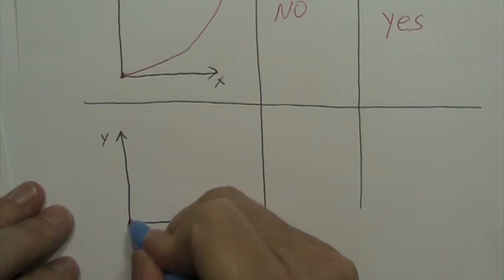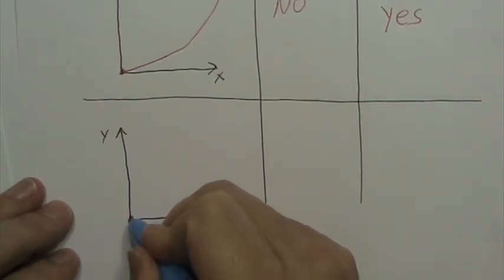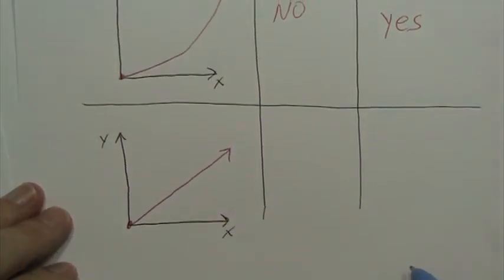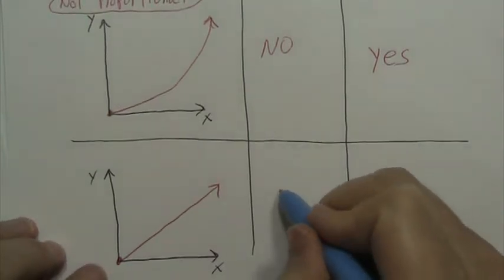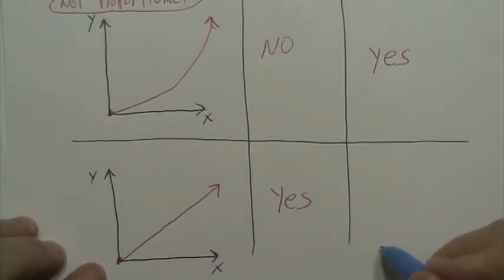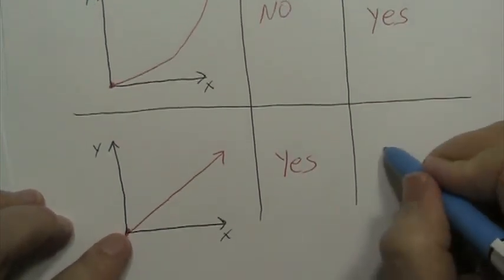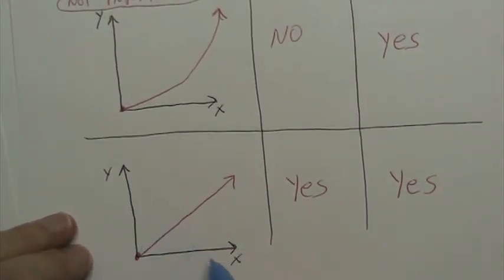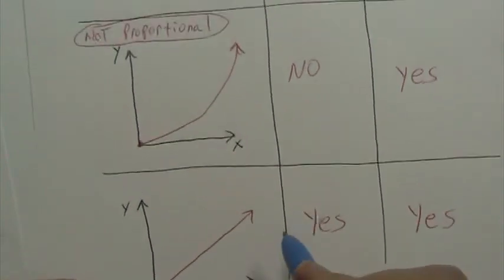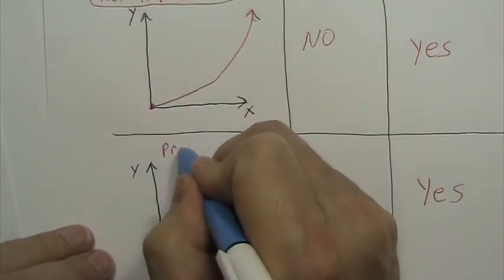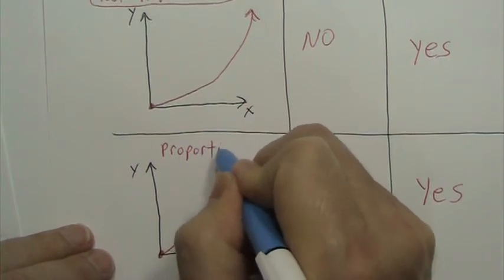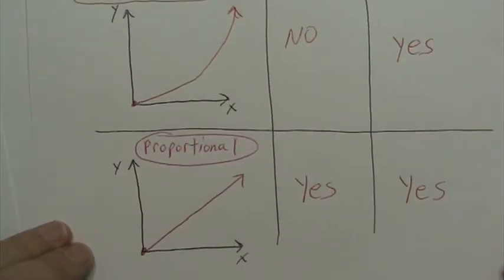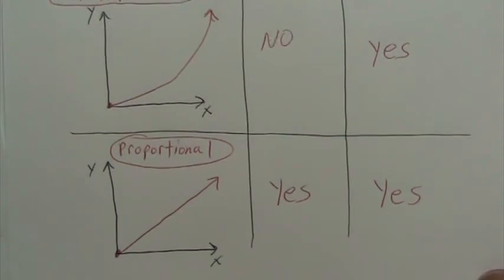Okay, this time, right here, the origin. All right, so is it a straight line? Yes. Does it go through the origin? Yes. So therefore, the relationship between y and x, whatever they are, whatever units they are, is proportional. And that is how you tell if a relationship is proportional, by looking at the graph.